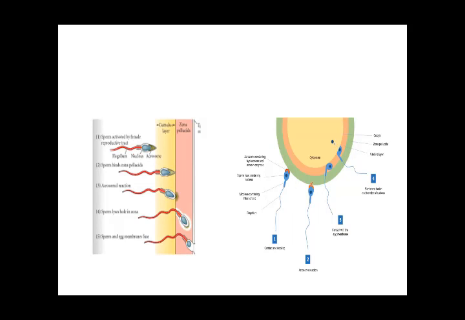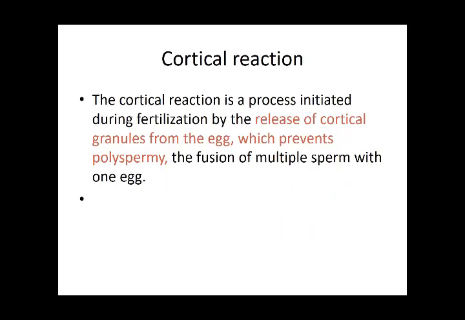Once they come in contact with the plasma membrane, the cortical granules are released. After the sperm has passed inwards, they further prevent other sperms from entering. They change the texture of the zona pellucida and do not allow further sperms to enter. That is the cortical reaction, and those changes are what we call the zona reaction. So what is the cortical reaction? The cortical reaction is a process initiated during fertilization by the release of cortical granules from the egg, which prevents polyspermy, the fusion of multiple sperms with an egg.